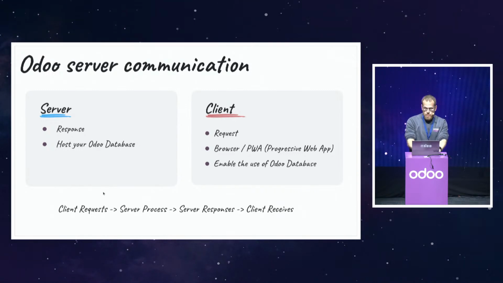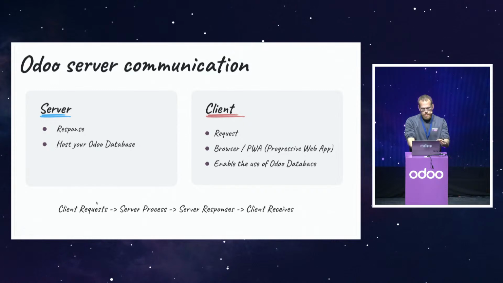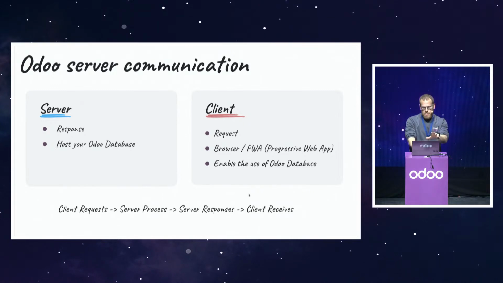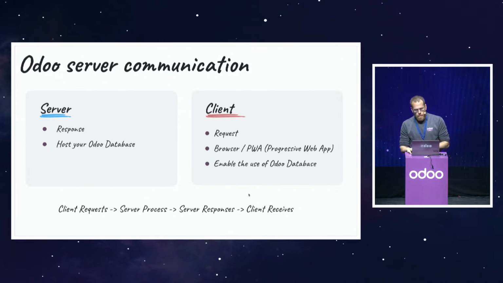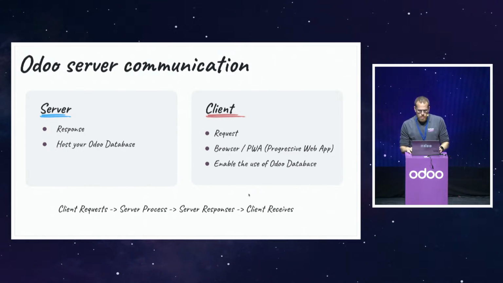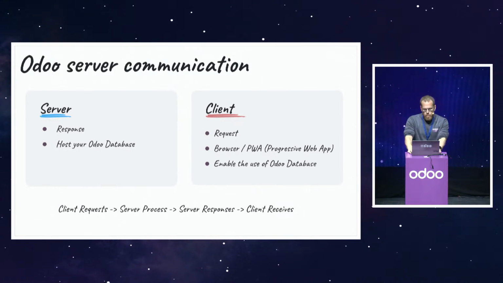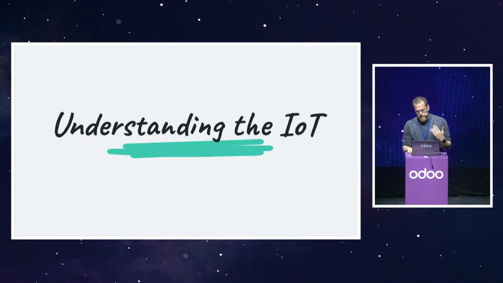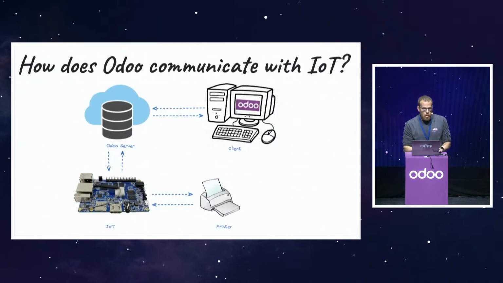It will always be the same way. The client requests something, the server processes it, the server responds, and the client receives the answer. But in fact, this is not what you want. Well, you want the server to print it for you. So we need an IoT. And how will it work?